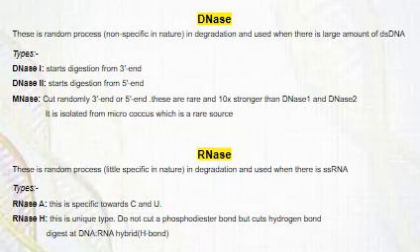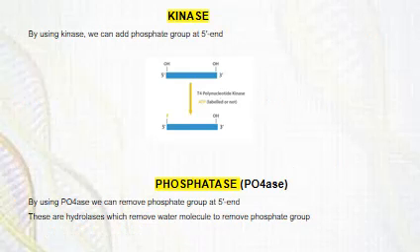Coming to RNase, this is a random process of degradation and is used when there is a single-stranded RNA. Types: RNase A, which is specific towards C and U. RNase H is a unique type, it does not cut a phosphodiester bond but cuts the hydrogen bond, and digests DNA-RNA hybrids.